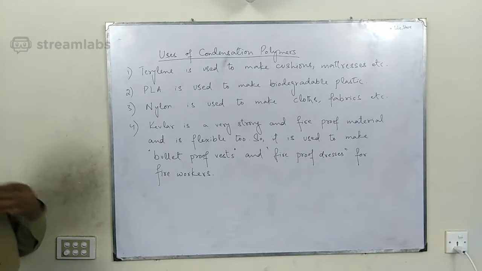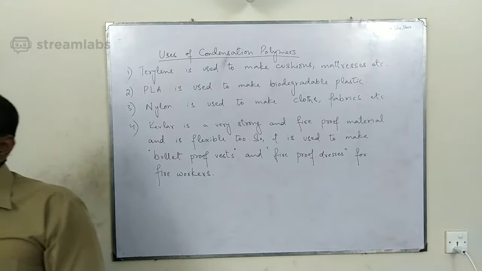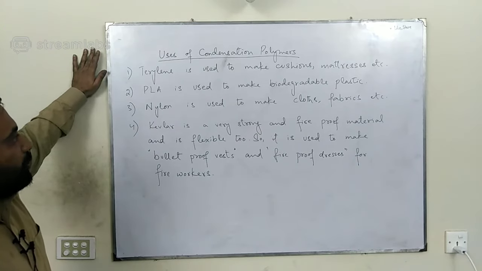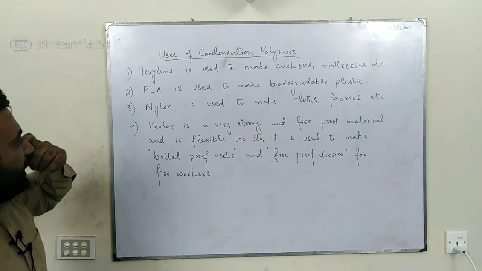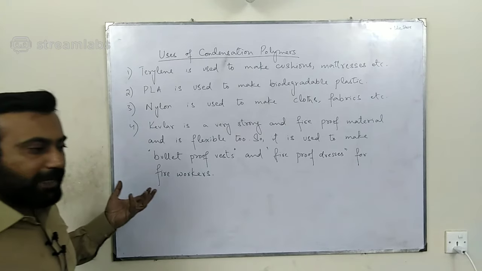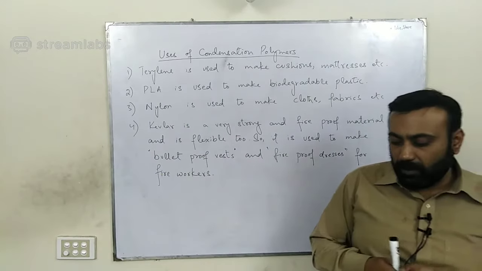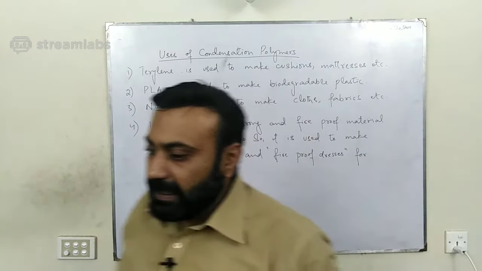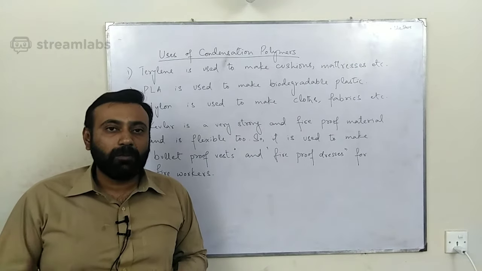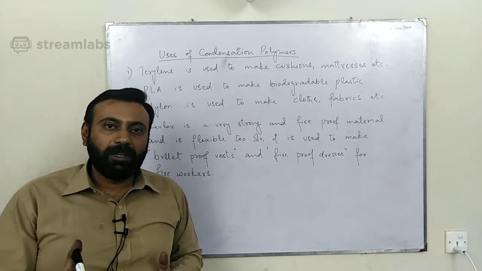Okay, so Terylene, you've already studied the uses of Terylene. It is used to make cushions and mattresses. You already know that from your O-level syllabus. Then moving on to PLA, it is used to make biodegradable plastic. If you are my student for a long time, then I have told you earlier that there are some plastics which are biodegradable. They should be used instead of non-biodegradable plastics. If you are new, I will explain what biodegradable and non-biodegradable means.